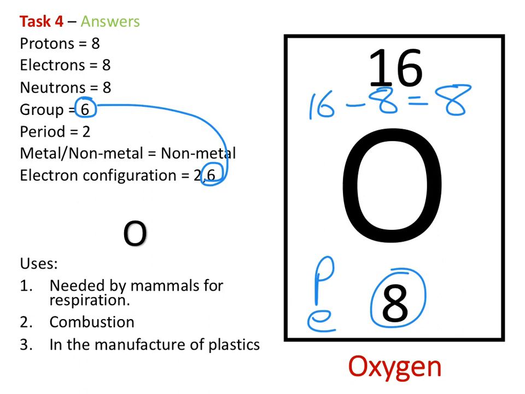Uses, we saw some uses earlier about anesthetics and treating shock and treating carbon monoxide poisoning, but we've got a few others here. Oxygen is needed by mammals for respiration. It's used in combustion. Any fire needs oxygen, and it's also used loads in the manufacture of plastics.